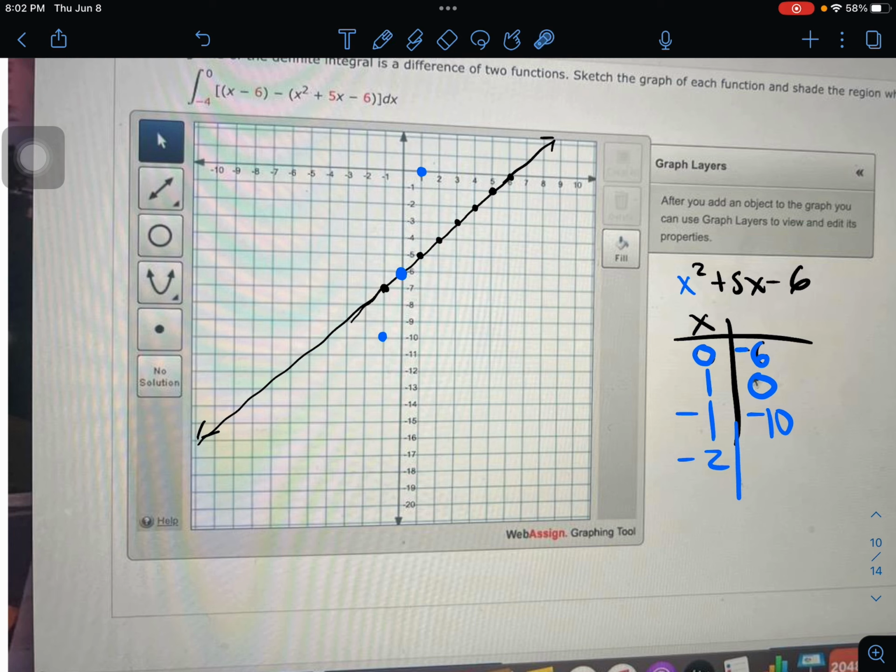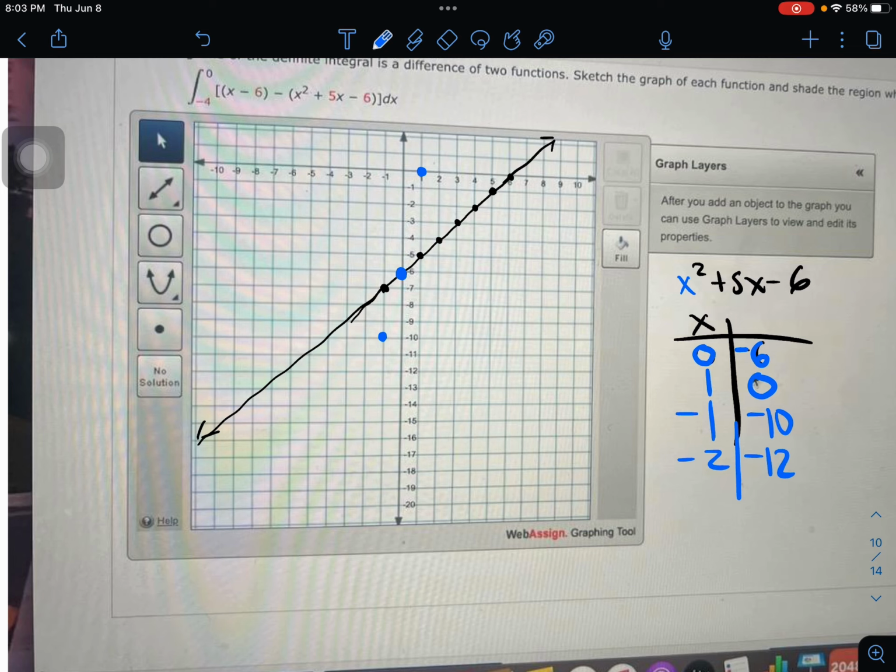If I put a negative 2 into my x, negative 2 squared is 4. Negative 2 times 5 is negative 10. Negative 10 plus 4 is negative 6, and negative 6 minus 6 is negative 12. So if I put a negative 2 into all of my x's, I get a negative 12 out. And I'm going to go ahead and graph that.